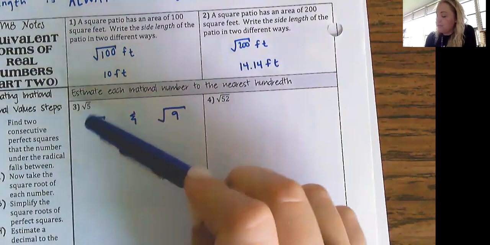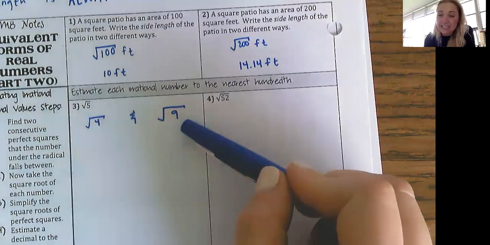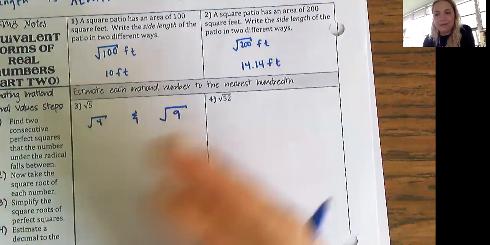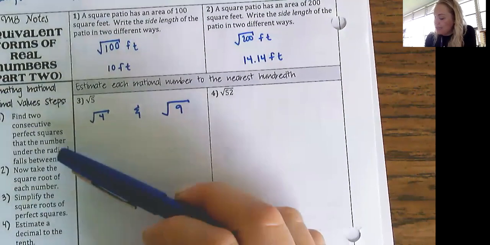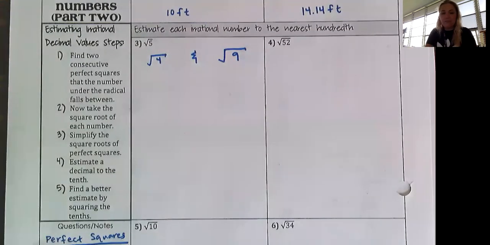So I know that the square root of 5 is going to fall between the square root of 4 and the square root of 9 because 5 already sits between 4 and 9. So square rooting it would still keep it in the middle. Now take the square root of each of those numbers. So I do know what the square root of 4 is. I could type it in here, but that would be a little bit silly. Watch what happens. If I type in square root of 4, I get 2.